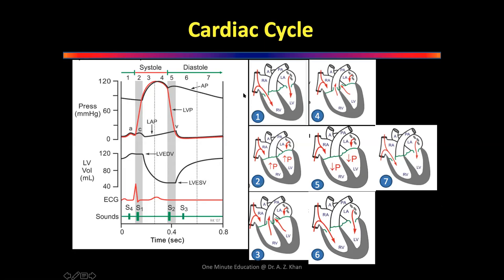1, 2, 3, 4, 5, 6, 7. But most important is 1. You have to come back to 1. So you have to understand that diastole is not finished. Diastole comes back and this is diastole. This is the end, the start of phase 2, which we call phase 1, is actually the systole. Okay?